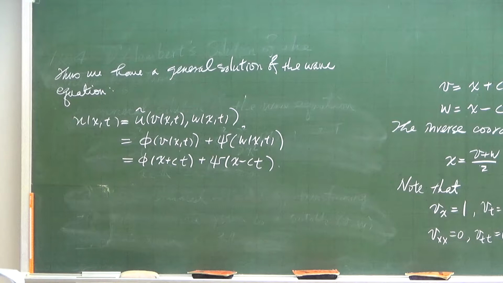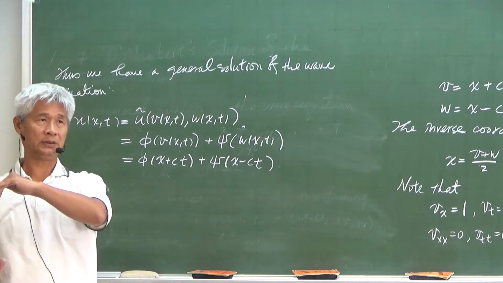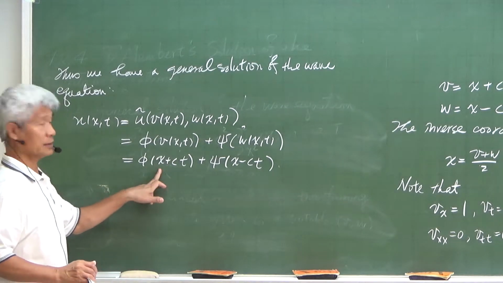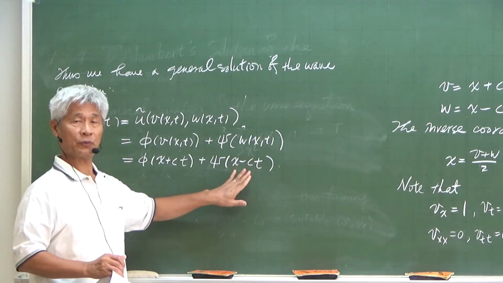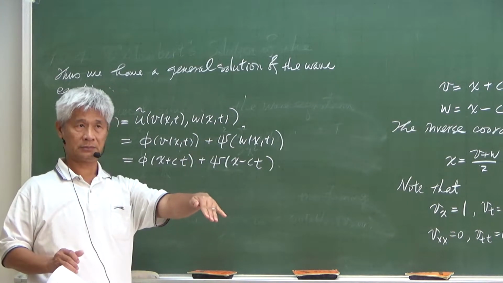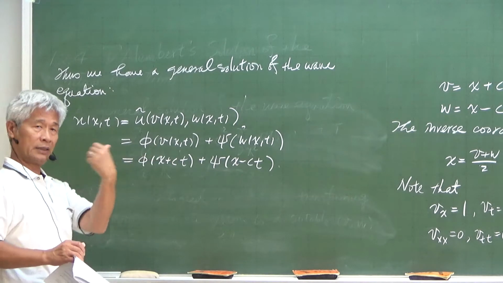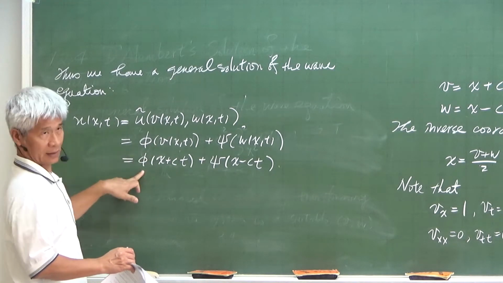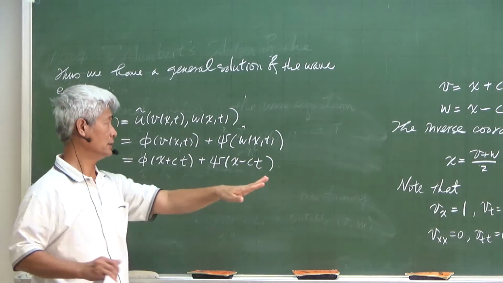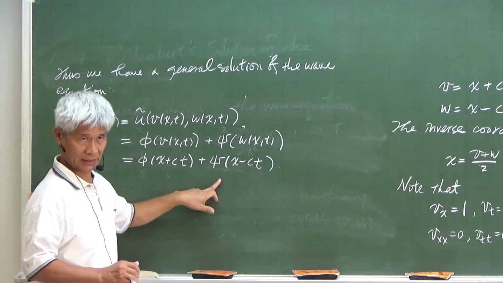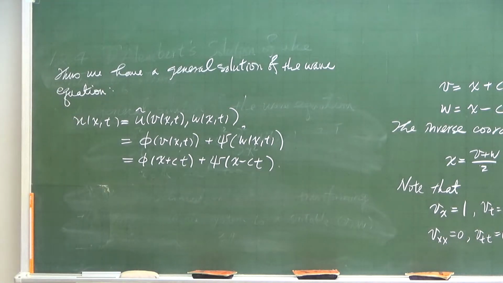So once again, the general solution is a superposition of two traveling waves. Okay, one is this wave going in the negative direction. The other is a traveling wave going in the positive direction. Okay, and the wave front for the negative-going traveling wave is phi. This is the wave front. Okay. And for the positive-going traveling wave, the wave front is psi. Okay. So they may have different wave fronts, right, for the two traveling waves.